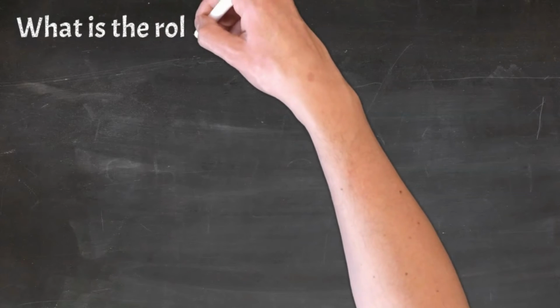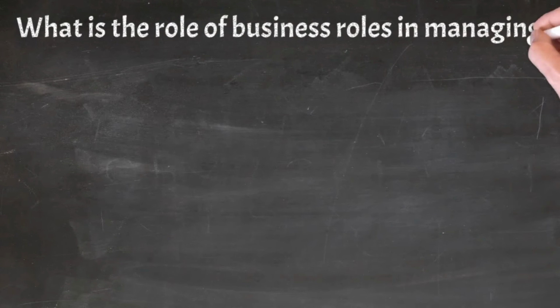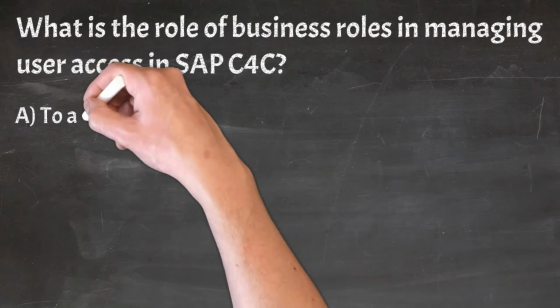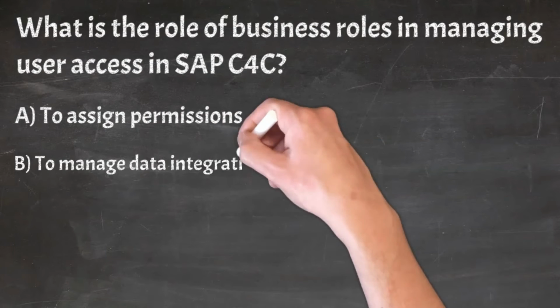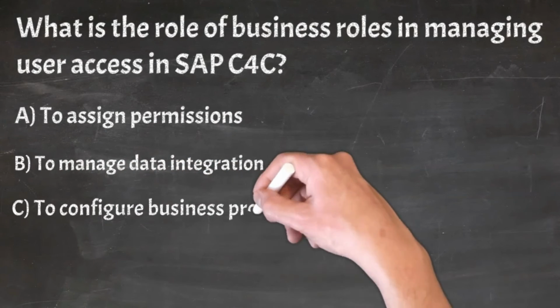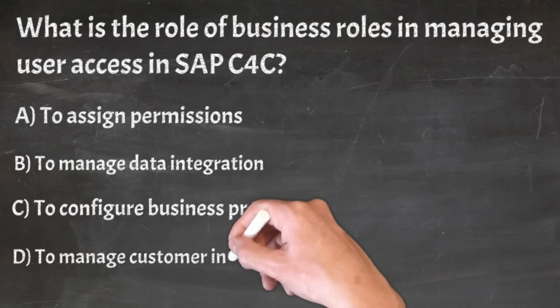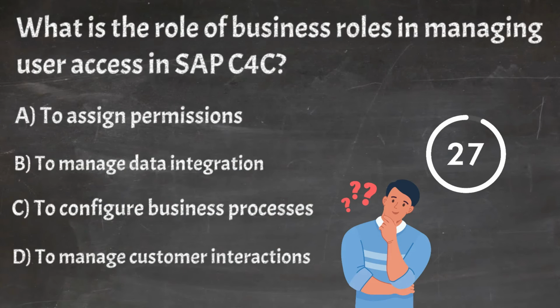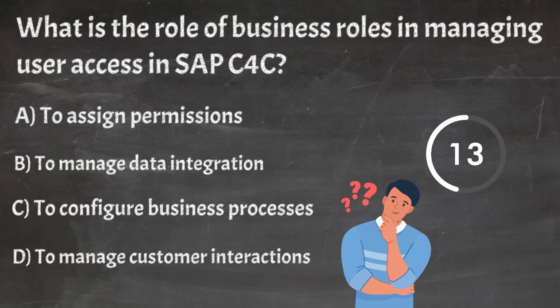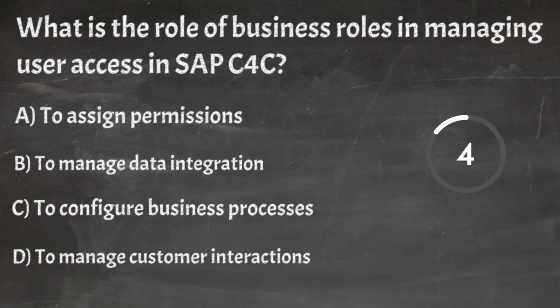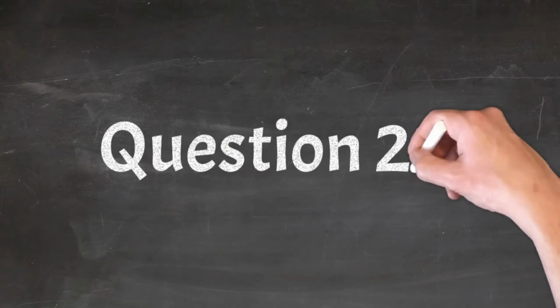Question 21. What is the role of business roles in managing user access in SAP C4C? A. To assign permissions. B. To manage data integration. C. To configure business processes. D. To manage customer interactions. Correct answer A.